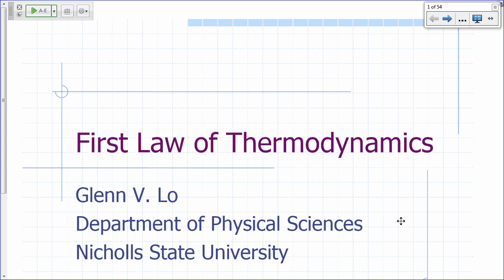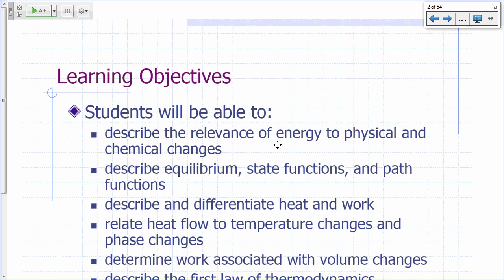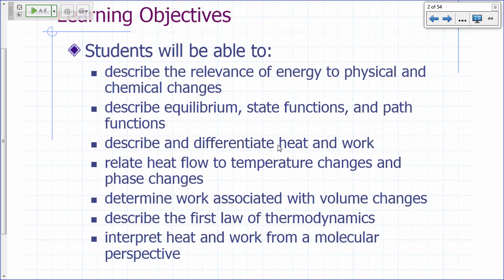Right, so today we're going to talk about the first law of thermodynamics. The objectives for this lesson: at the end of this lesson, you should be able to describe the relevance of energy to physical and chemical changes, describe equilibrium, state functions, and path functions, describe and differentiate heat from work, relate heat flow to temperature changes and phase changes, determine work associated with volume changes, describe the first law of thermodynamics, and interpret heat and work from a molecular perspective.